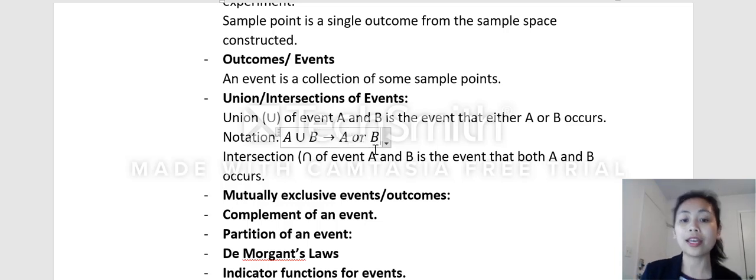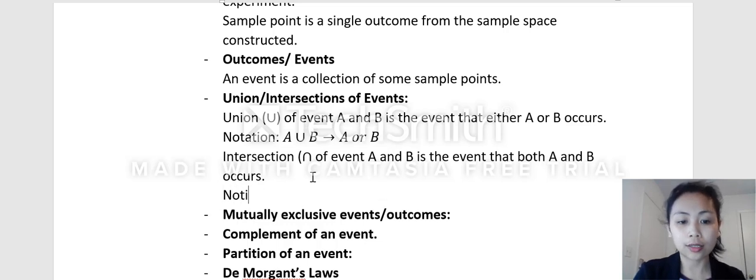That means either A or B occurs. For intersection, the notation is A intersection B. This represents A and B.